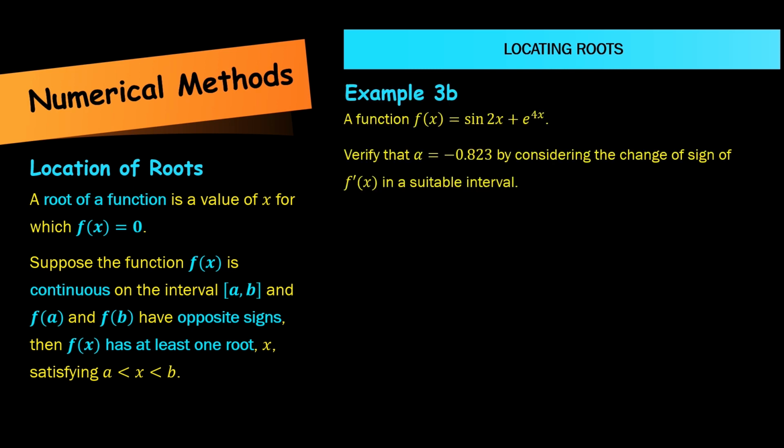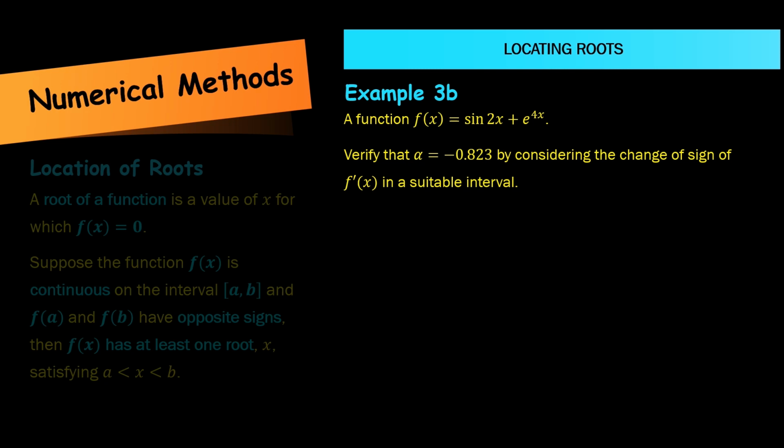Now let's take a look at part B. We are required to verify that alpha equals minus 0.823 by considering the change of sign of f dash of x in a suitable interval. So let's solve this. Here's our equation for f dash of x.